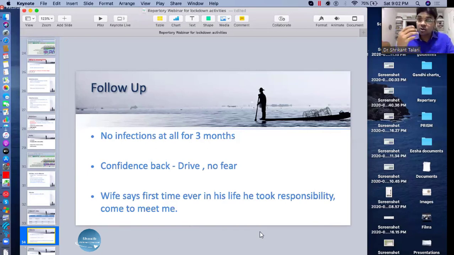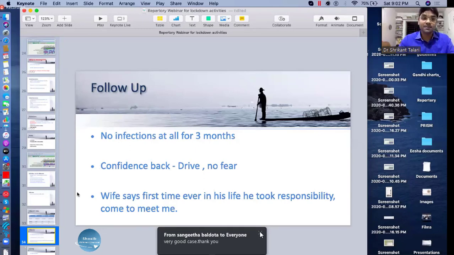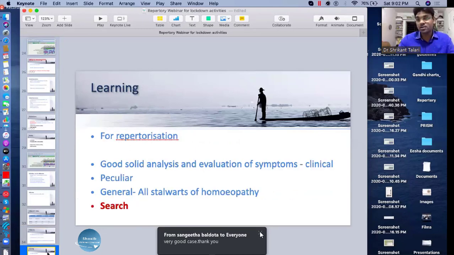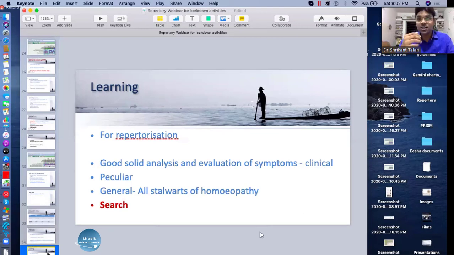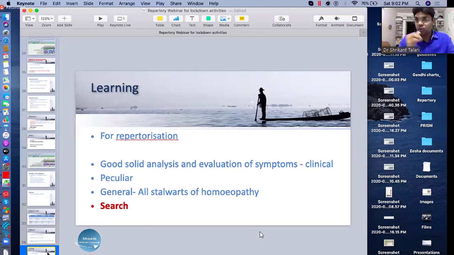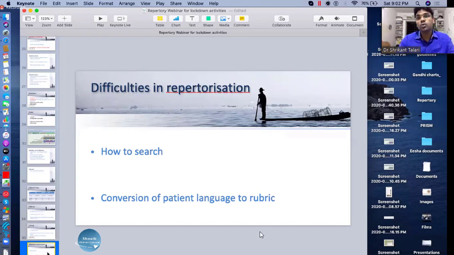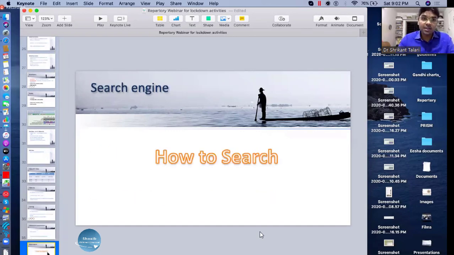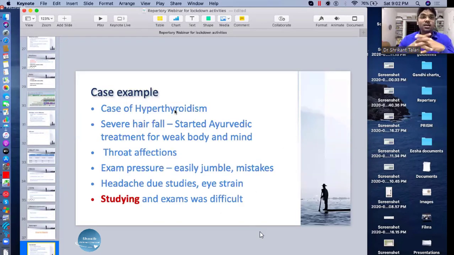So let me give you some more examples of how to do this, right? So now I will not be going so much into the details of how to analyze and evaluate. I will directly be telling you symptoms of how to search and how to convert patient language. So let me give you one more example. So this is a case of hyperthyroidism, right? And this patient had very severe hair fall, and she was a female of around 16 years old. She had severe hair fall, the most severe that I have seen.